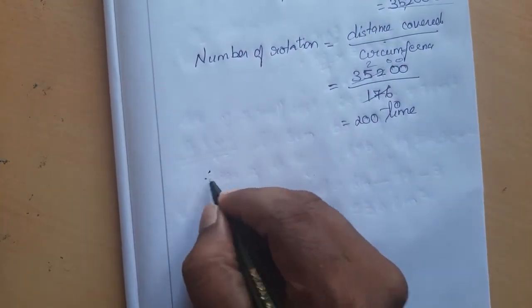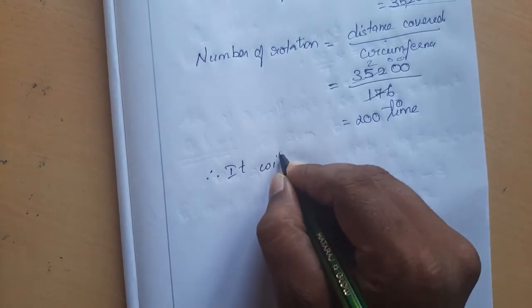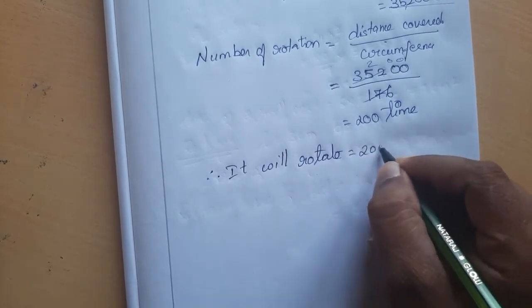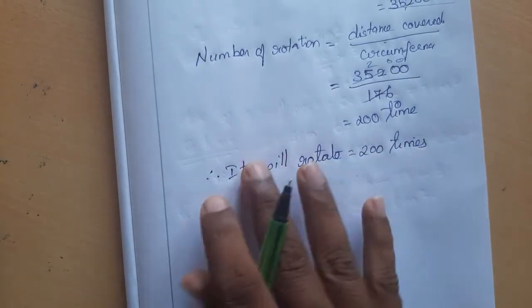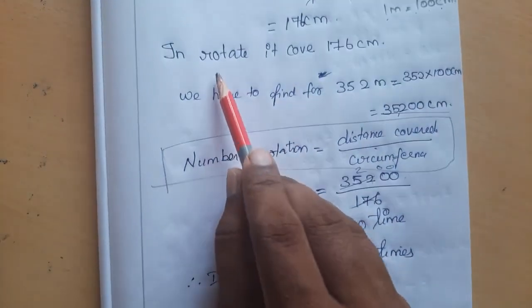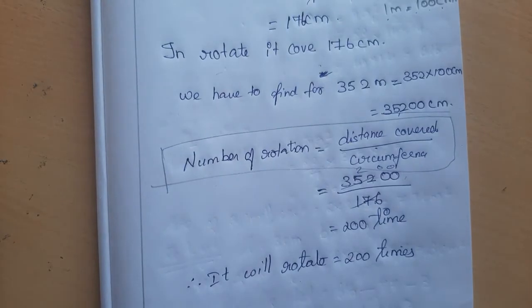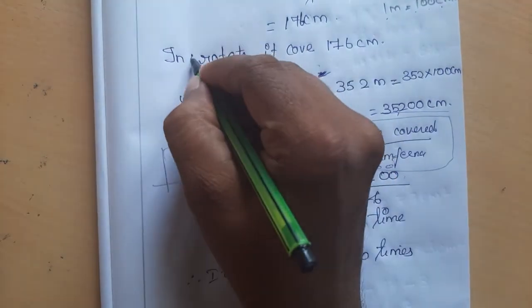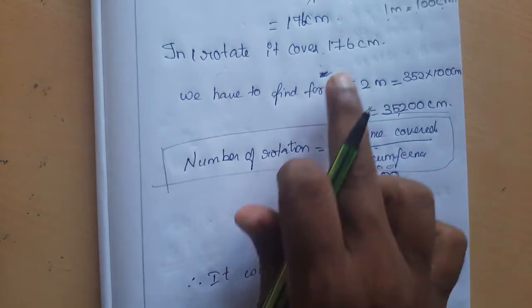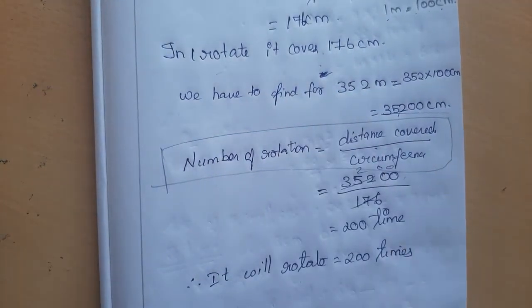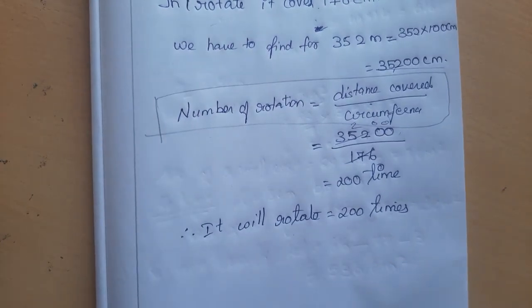Therefore it will rotate 200 times. You have to remember this: number of rotations is equal to distance covered divided by circumference, where circumference is the distance of one rotation. In one rotation it covers 176 centimeters, and we have to find how much distance, so we divided and found 200 times.